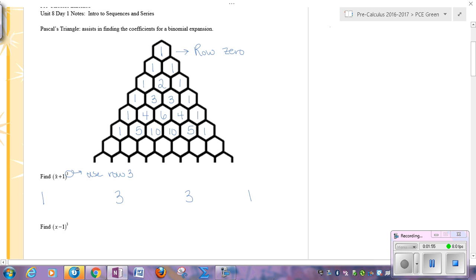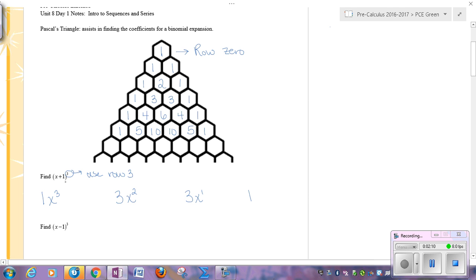I'm looking at the first term of the binomial, it's an x. The first term always starts at whatever the exponent is and then subtracts by 1 every time. So x to the first. Now this is going to be x to the 0, which is going to turn out to be 1, so there's really no point in writing that.